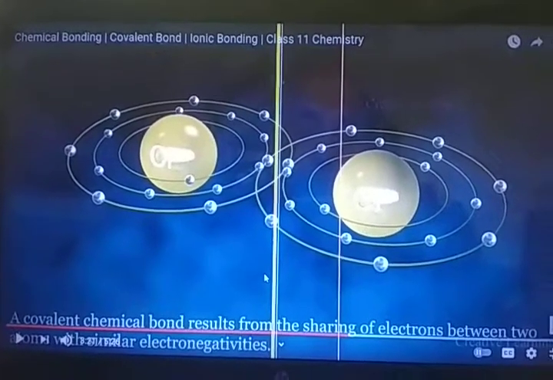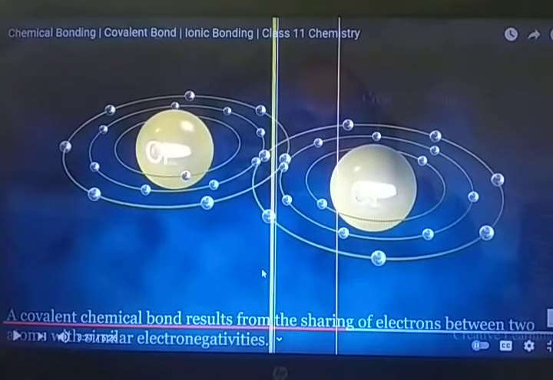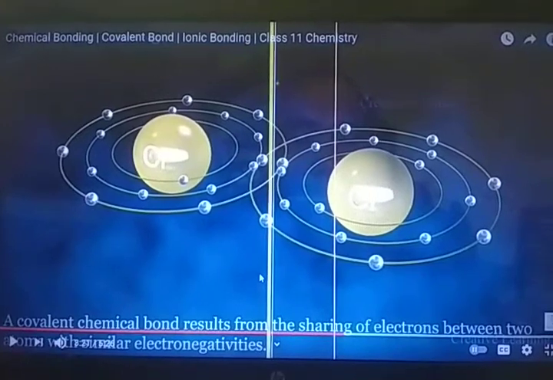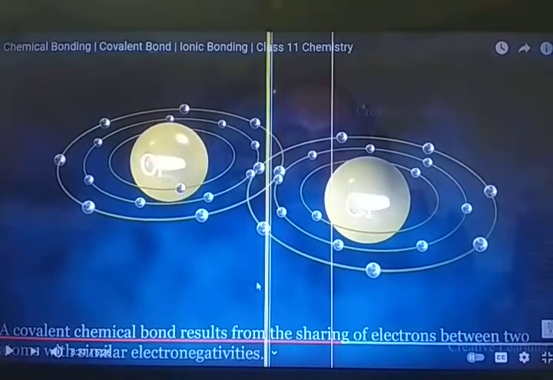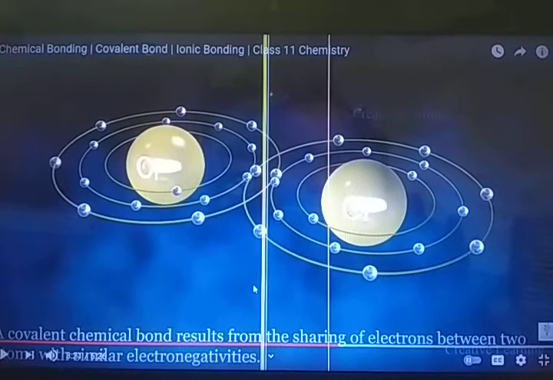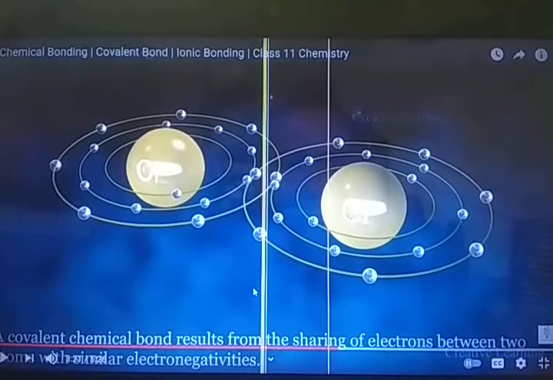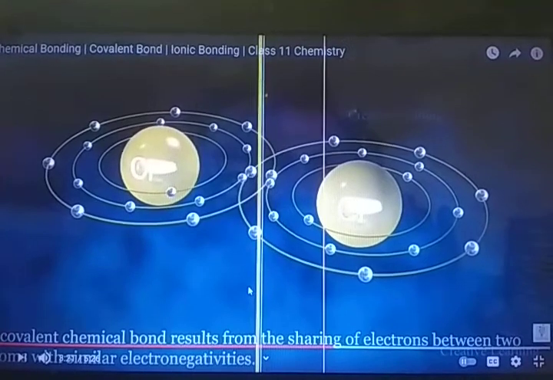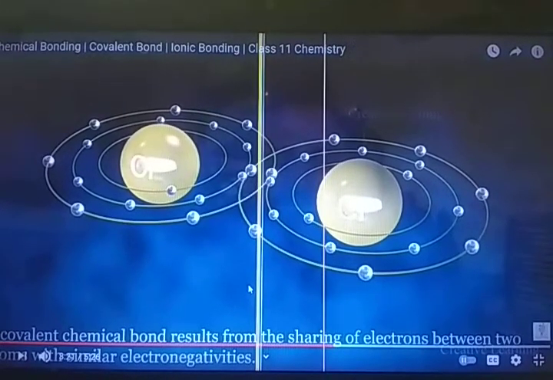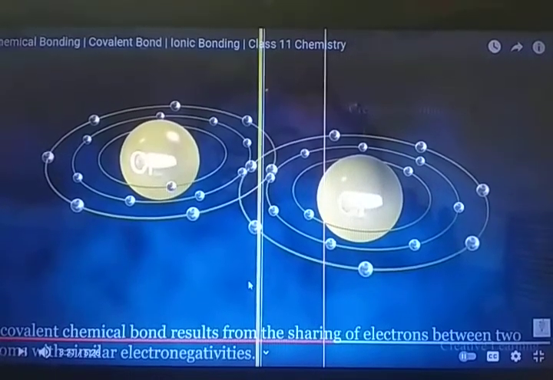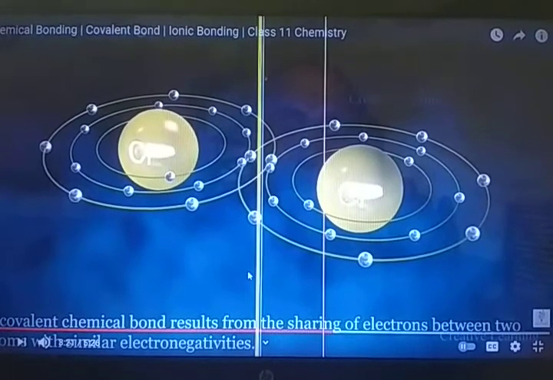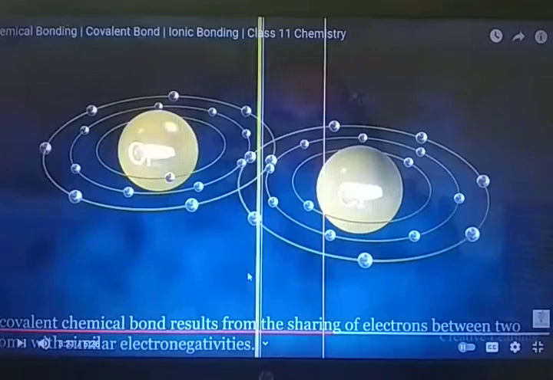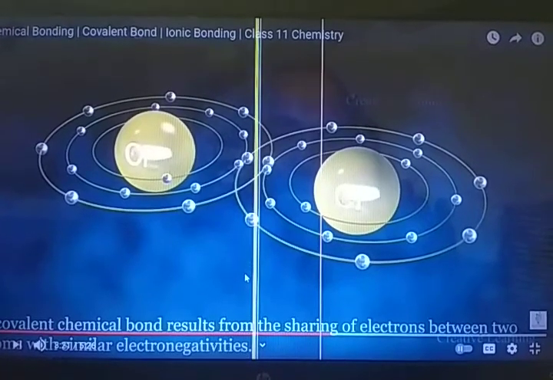And the second type of bonding is the covalent bond, which results from the sharing of electrons between two atoms of similar electronegativity. We already learned that in the ionic bond it should be positive and negative. That means mostly it's from metals and non-metals. In this case, a covalent bond means the sharing between two atoms of similar electronegativity.